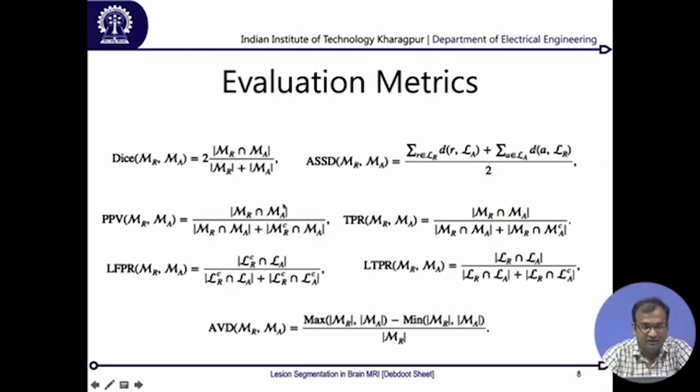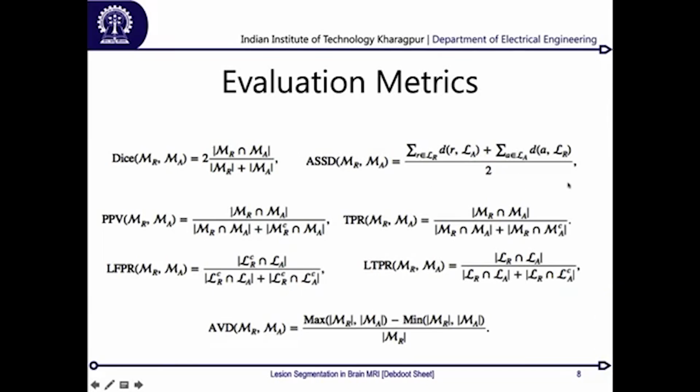From there you have ASSD, which is the average symmetric surface distance. What this does is that you try to find out from each voxel the closest voxel on the ground truth, and then find out the square of the difference coming down over there.